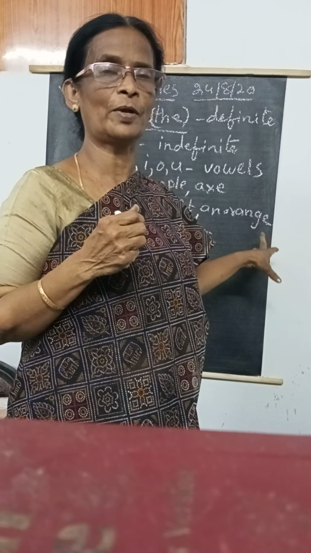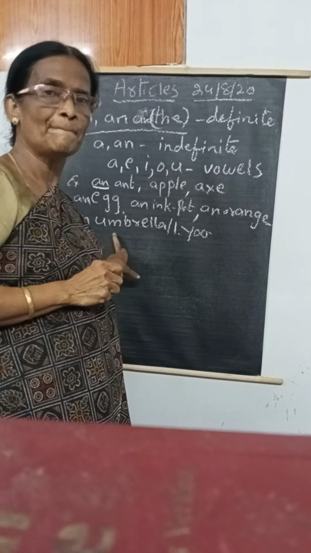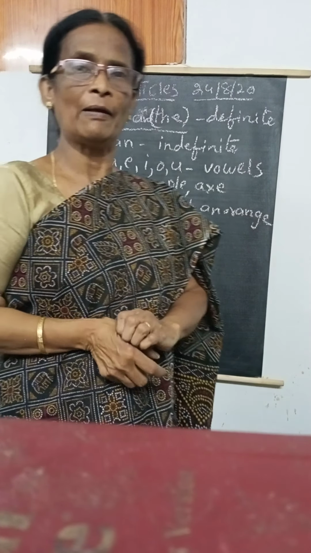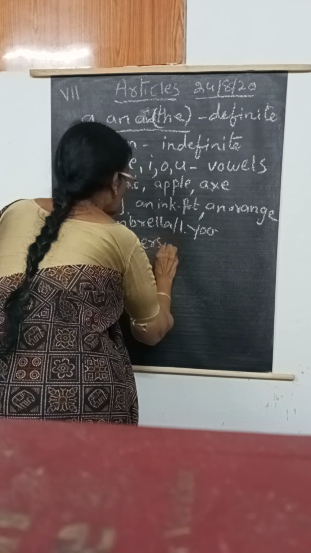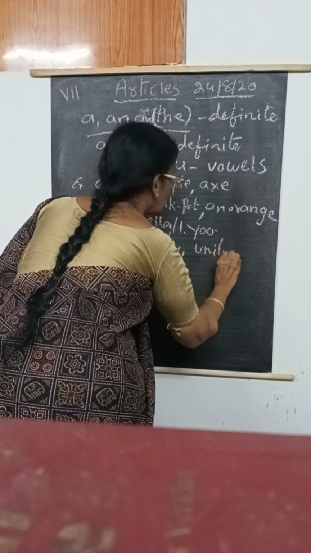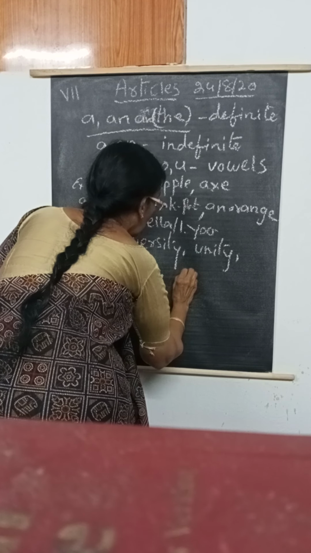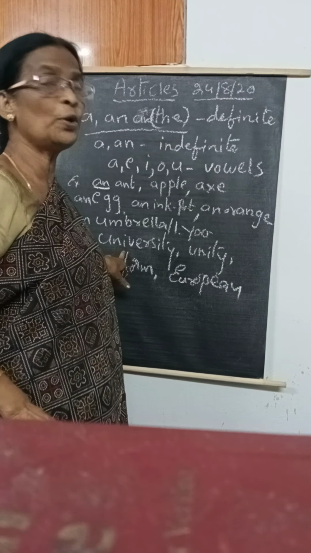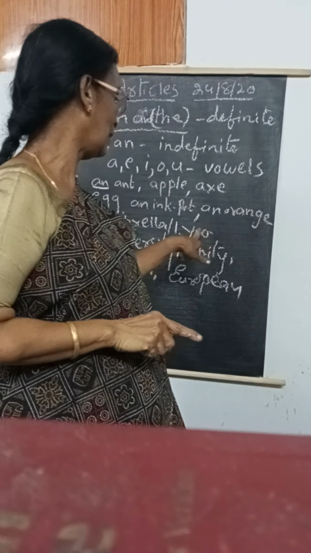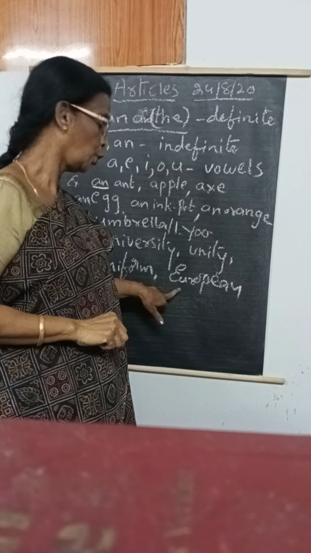We are pronouncing U. So umbrella, we wrote an. One more word also there. University. Unity. Uniform. European. Do we say an university? We won't. In university we get the U sound. Here unity, here uniform, here European.